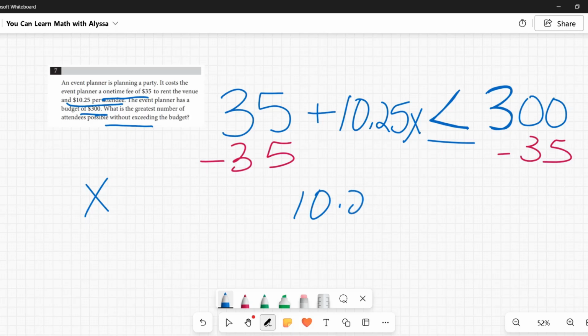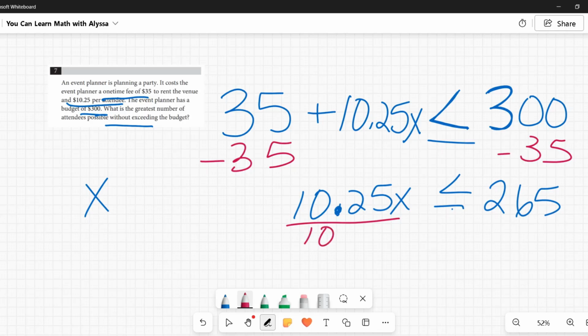Then I have 10.25x. That's a point. Looks a little high. 10.25x is less than or equal to 300 minus 35, is 265. Now I'm going to pick up my calculator because I can do a lot of mental math in my head. But that one, the 265, the division I'm about to do, I can't do in my head. So to undo 10.25 times x, the opposite of that, I'm going to divide both sides by 10.25.